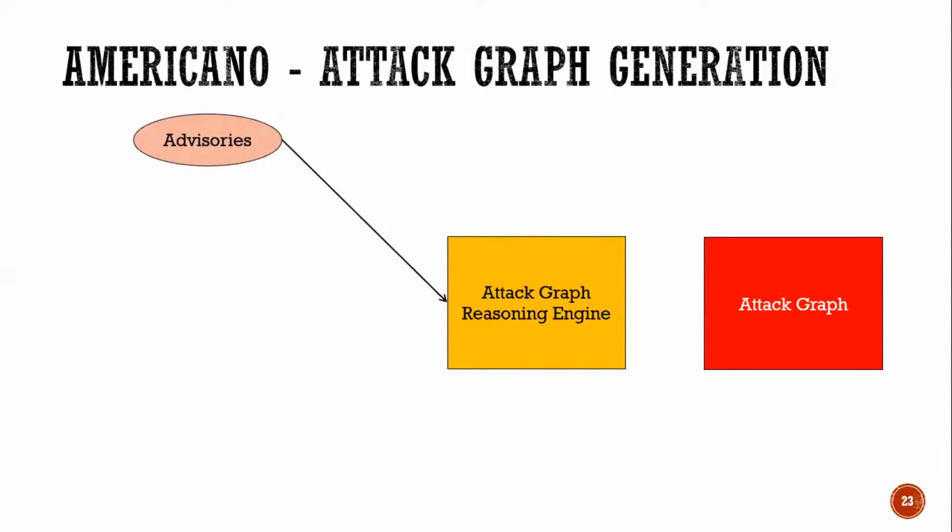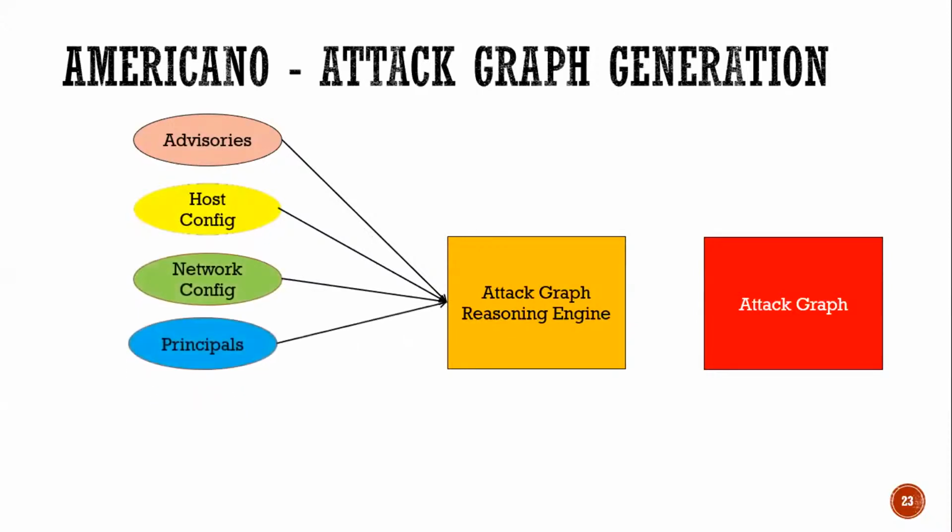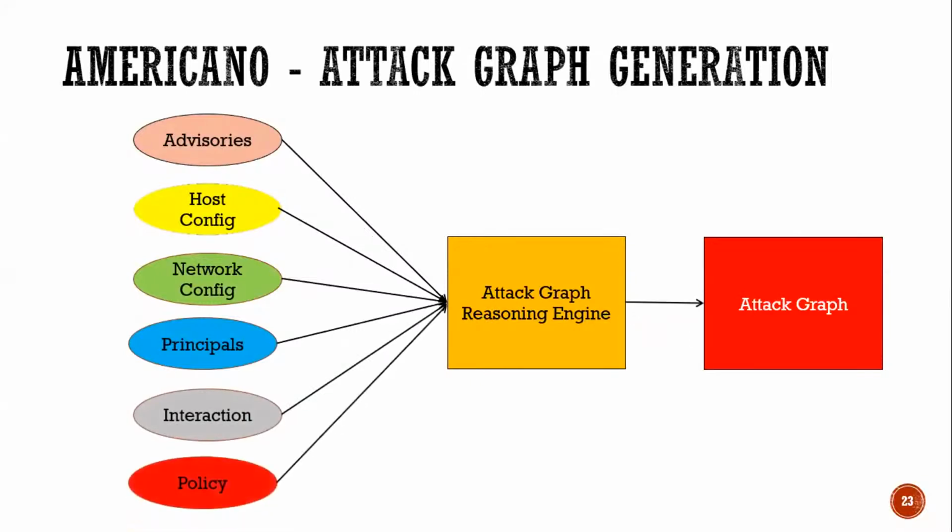So to simplify this, we have some advisories that we identify based on the scanning of the network. We have host configuration information, we have network configuration information. The principal indicates who has ownership on which machine, and we use interaction rules and policies to provide input to this attack graph based reasoning engine, which then generates the attack graph for us.